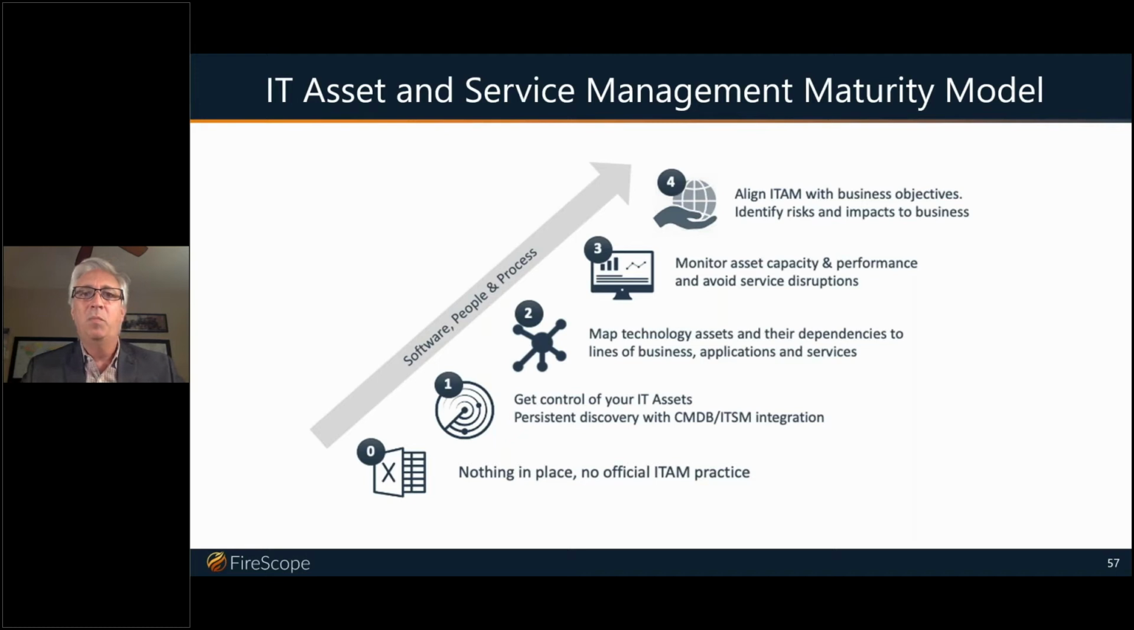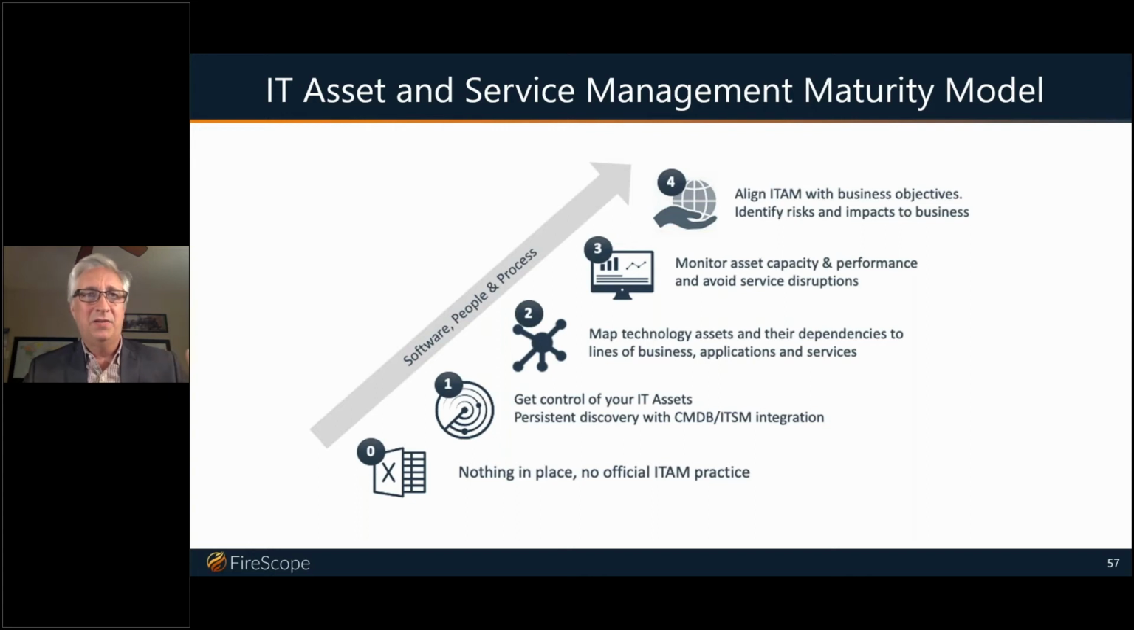At level 4, you start to align your IT service management practice with real business objectives and help mitigate risk, because now you know your assets, how important they are, and what role they play within the organization. You can then start to identify areas in your infrastructure that might be single points of failure or that are having tons of problems, so you can now mitigate and manage that risk.